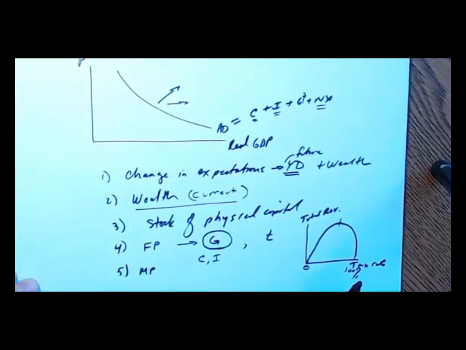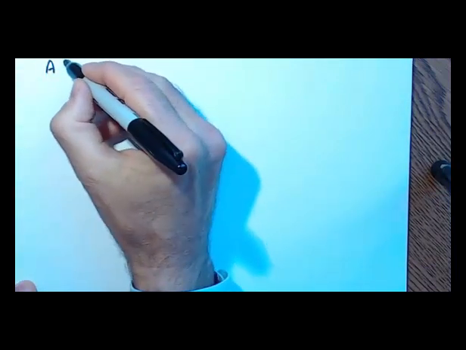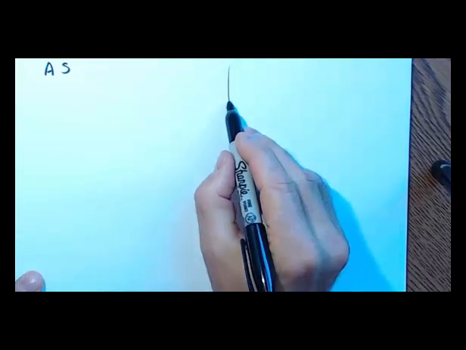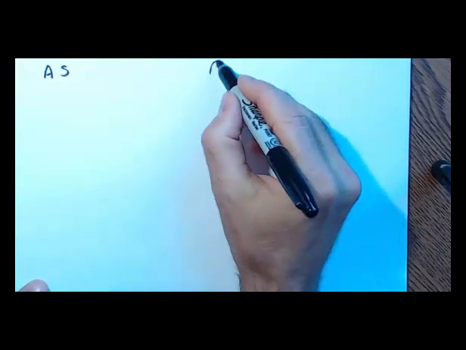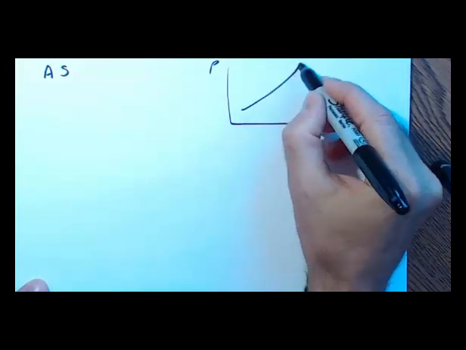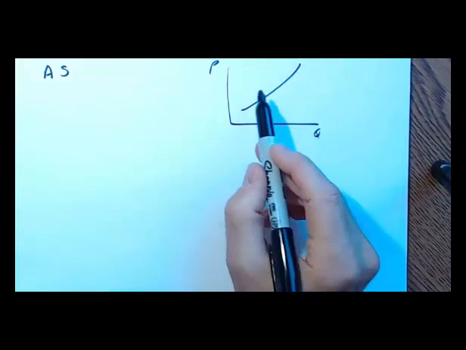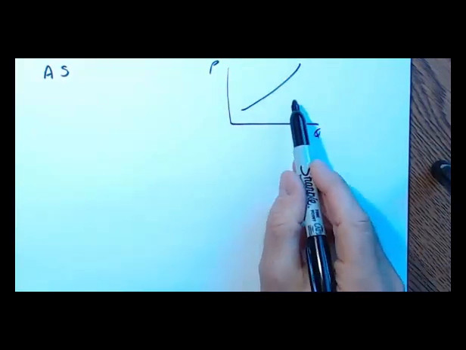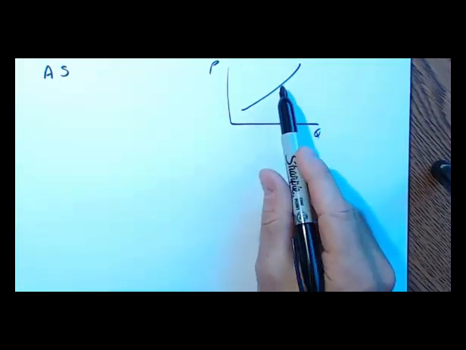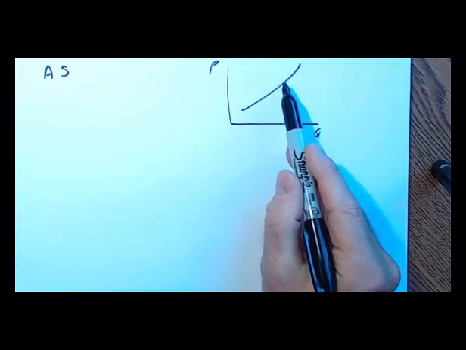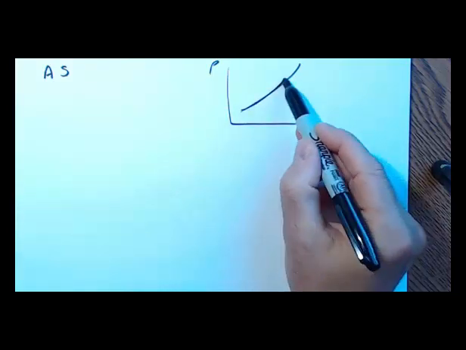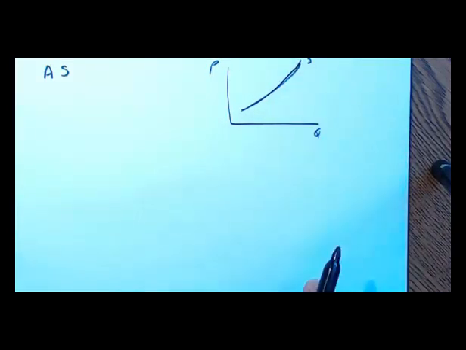Okay, so now let's move into the aggregate supply curve, AS. Now, the aggregate supply curve is different than the supply curve for an individual good. Remember, the supply curve for an individual good was upward sloping, because as price went up, people were willing to supply more of the good, because they would get a higher price for it. And so we had an upward sloping supply curve for an individual good.